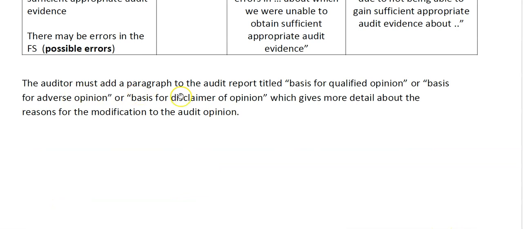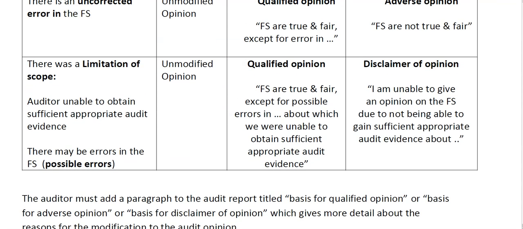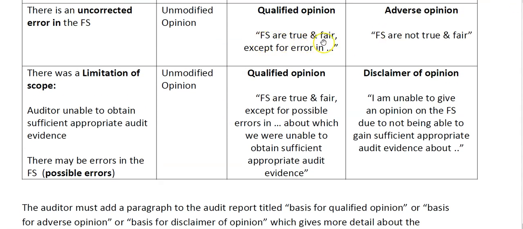And the auditor must add a paragraph to the audit report called basis for qualified opinion, or basis for adverse opinion, or basis for disclaimer of opinion, for the three types of modifications. And that gives more detail about the reasons. Now, you don't, in your answer, have to give the whole paragraph like that. If you, in your answer, just clearly show you know what to say if it's a qualified opinion, and give the example like that, or if it's adverse, give that.